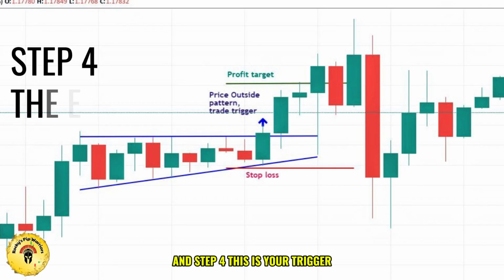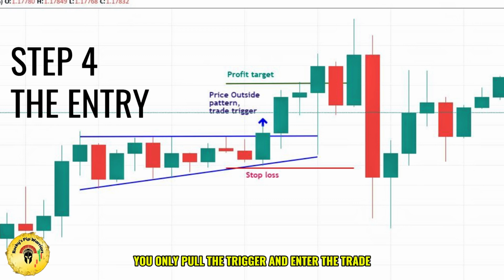And step 4, this is your trigger. You only pull the trigger and enter the trade when the price action on that lower time frame shows you the pullback is over and the main big picture trend is kicking back in. That's your high probability entry right there.